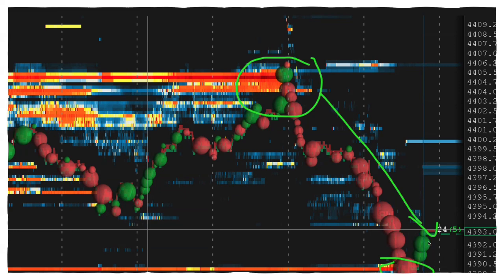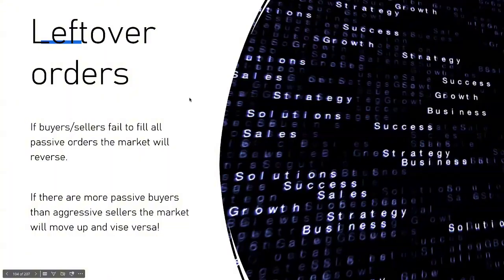So if the market just has a little bit more of a move down here, it'll rip past because it got hit by a super aggressive seller. It cleared all the support. So it could continue to fall off like that. So that's what I mean by leftover orders.